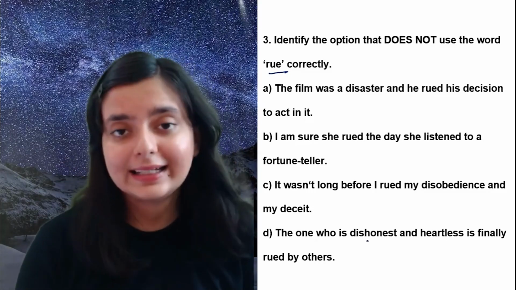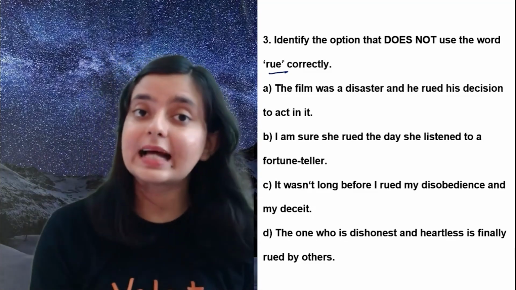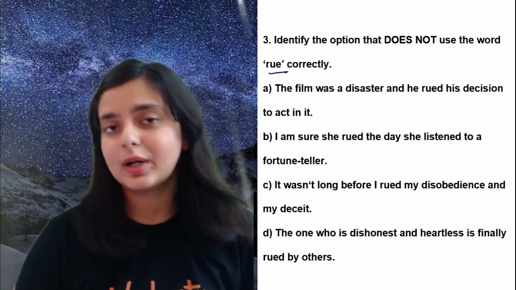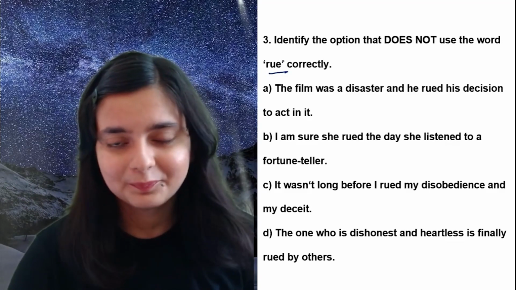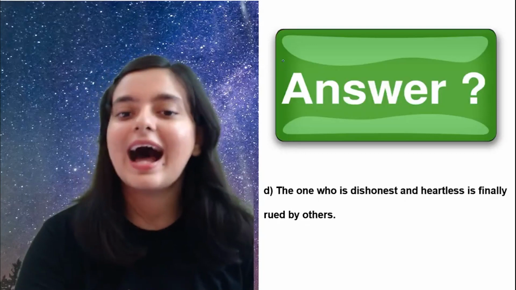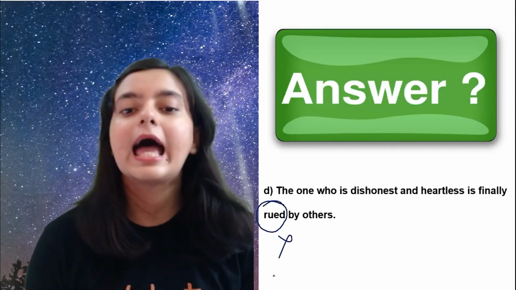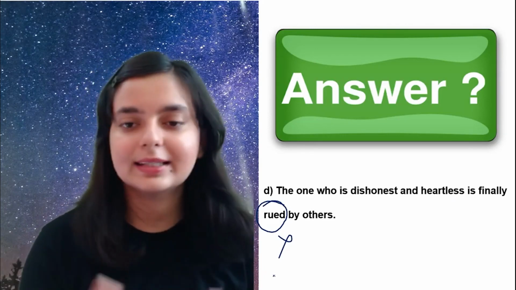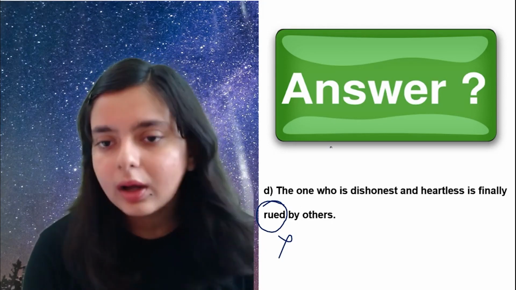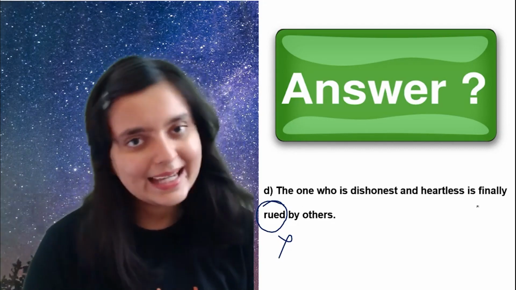For giving the answer correctly, you need to know the meaning of the word "rue," which we had discussed in the previous session. If you did not attend the previous session, then guys, please do attend it. We had discussed the entire vocabulary. Let me see the answer in the chat box. Okay, the answer is "the one who is dishonest and heartless is finally ruled by others." Here the word is misplaced. This sentence does not make any sense. The word "rue" means regretted. So this word in the context of this sentence is not used correctly.